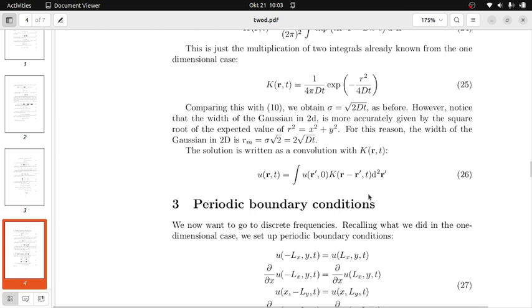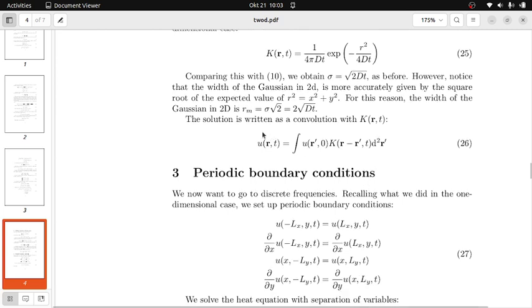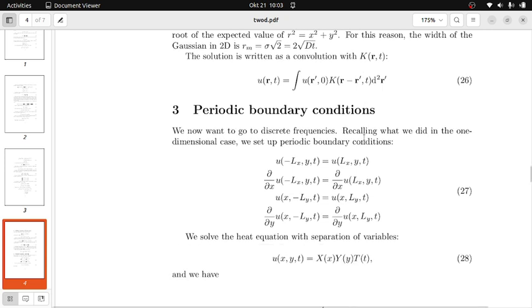And well, one can of course obtain the solution. It is just u(r,t), equal to the convolution of u(r') at time 0 with the kernel K(r minus r', t). We compute this convolution and we have the solution to our equation, right? Cool. So now we're going to go back to the discrete spectrum, right?